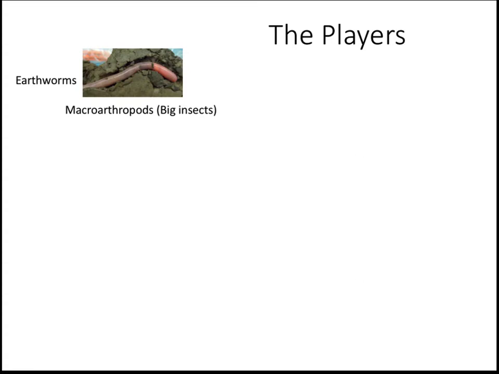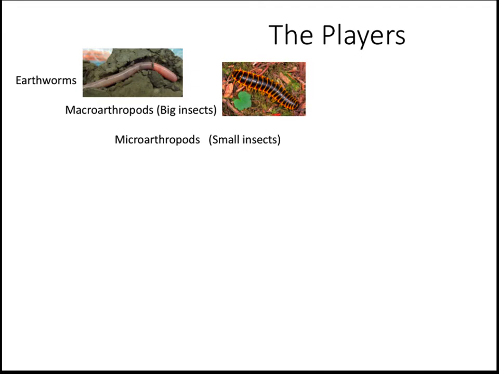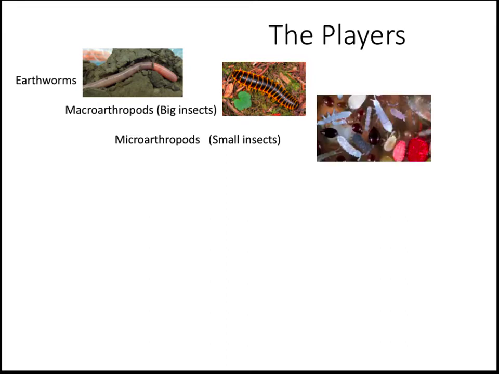Smaller than that, but still pretty big, are the macroarthropods, the big insects. And that would be an example of a big insect. It's actually a tropical insect, but it's nice and colorful, but you can find big ones on your own as well. Smaller than that are the microarthropods, the small insects. And this would be a representative sample of the different types of microarthropods that you might see if you were to extract them from the soil environment.